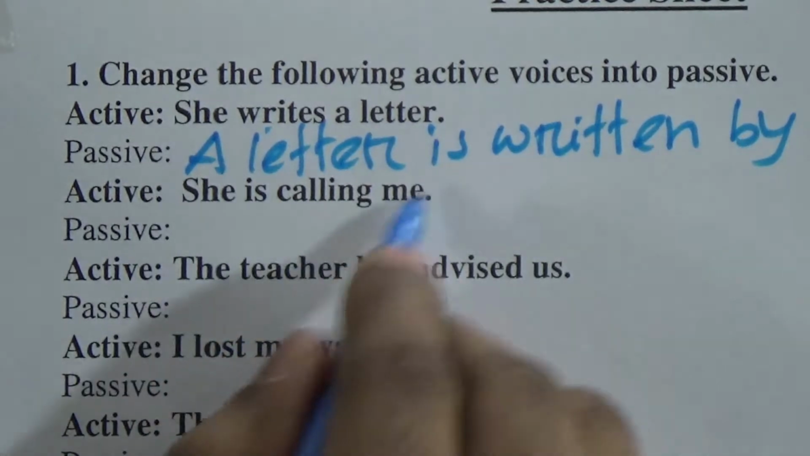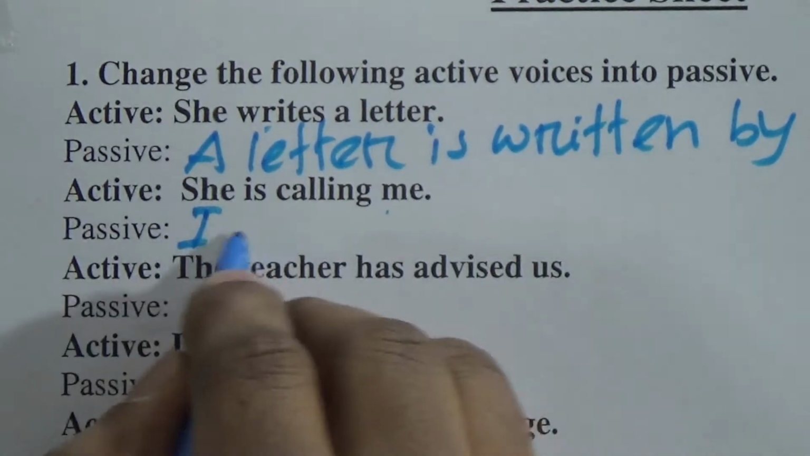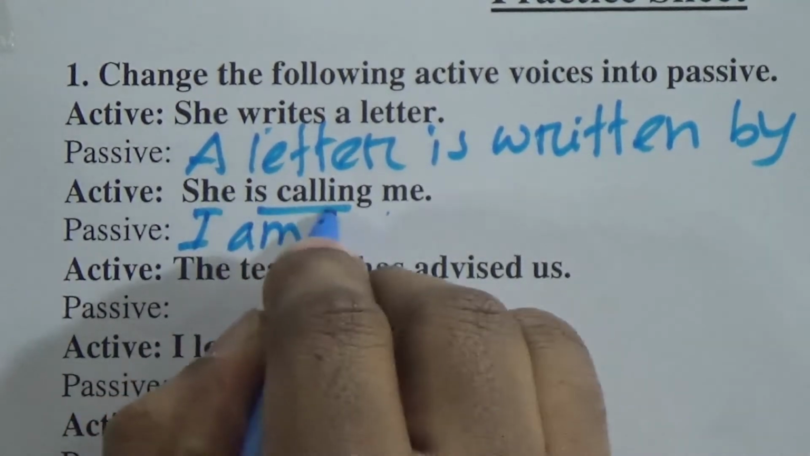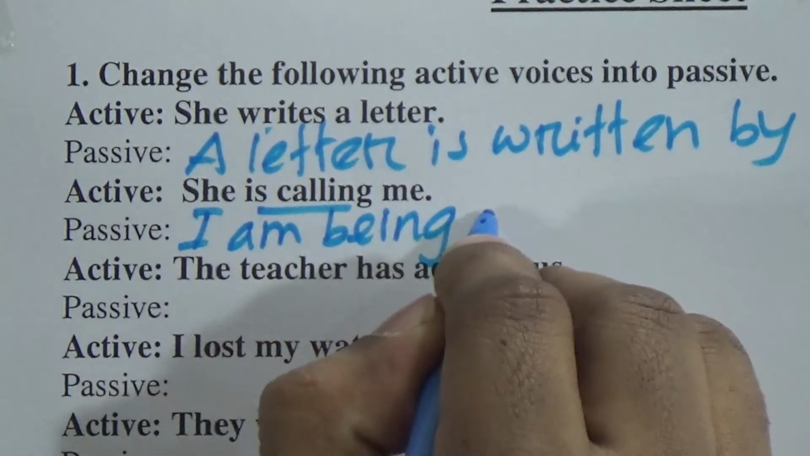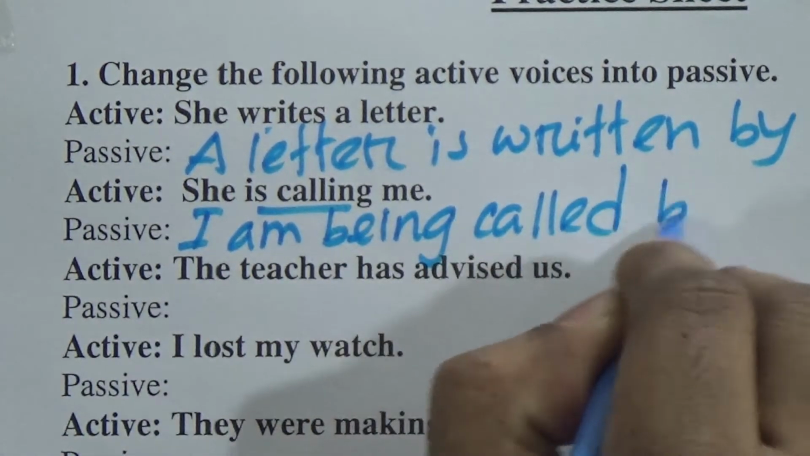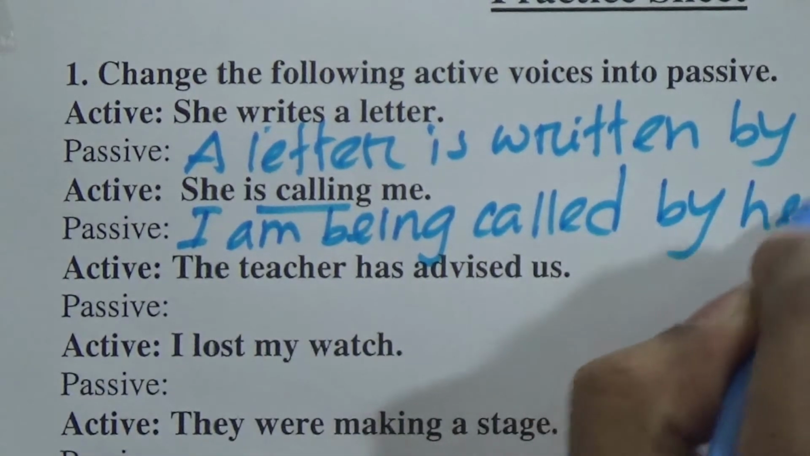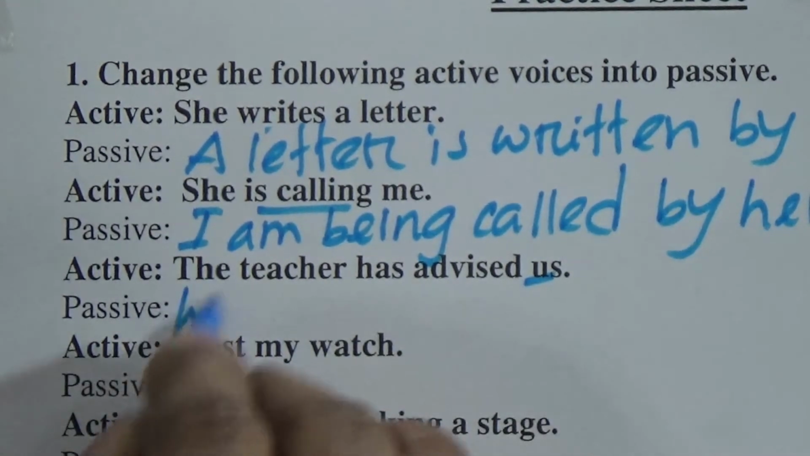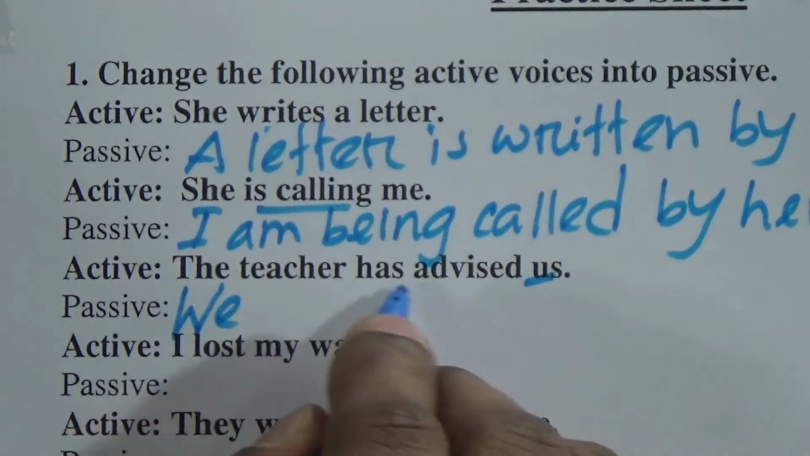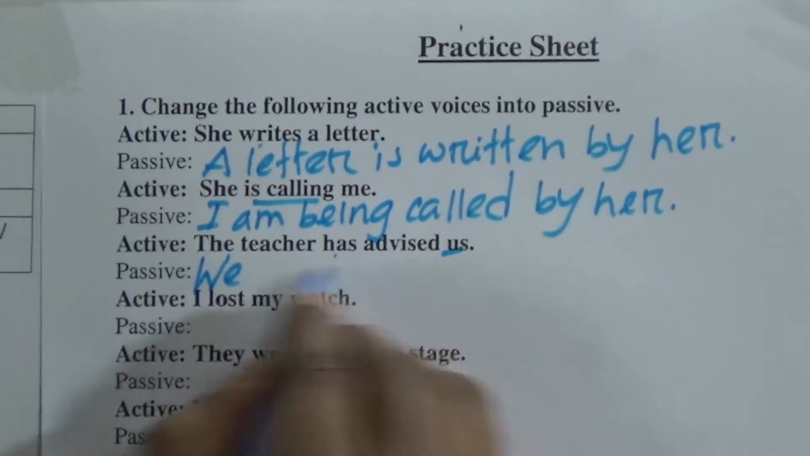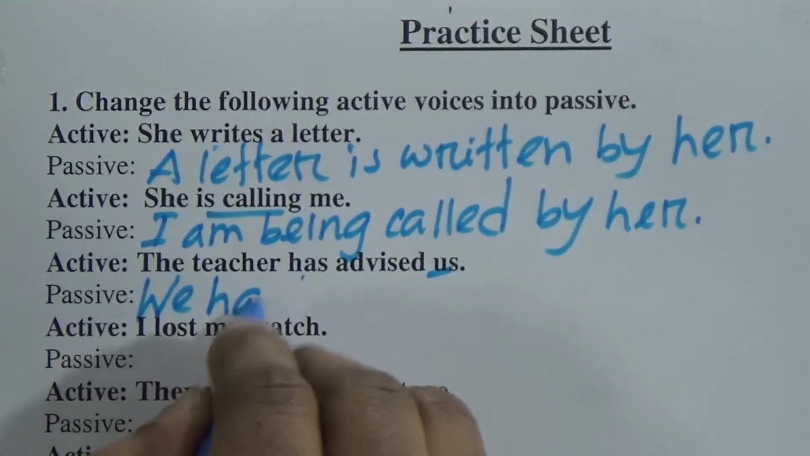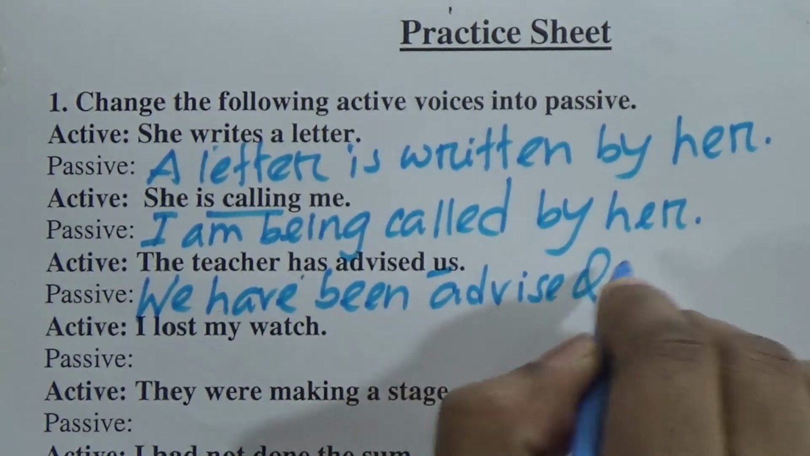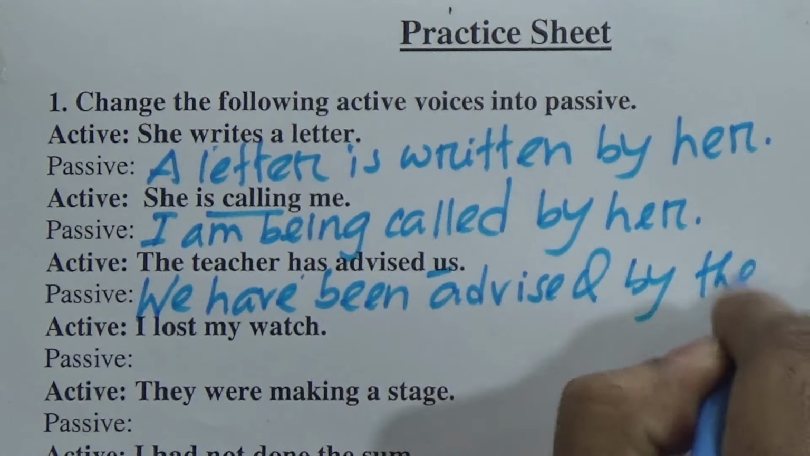She is calling me. Me is the object. Me will be I in the subject. And is calling is present continuous tense, we have to use am being, is being, are being. So after I, we use am being. And then the past participle of the main verb: called, preposition by, and she will be her in the object form. Okay? The teacher has advised us. We is the object; us will be we in the subjective form. And this is present perfect tense. That's why we have to use have been or has been. After we, we use have been advised, past participle of the main verb, by the teacher.